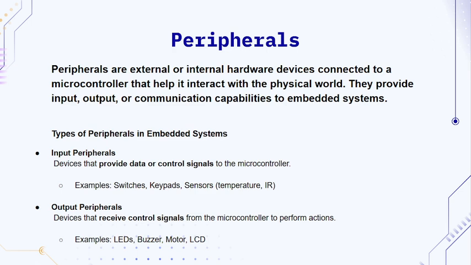So, types of peripherals in embedded systems. Input peripherals: as the name suggests, input peripherals are meant to give input to a microcontroller. Examples: switches, keypads, sensors. Sensors can be of any type. Output peripherals are devices that receive the signals given by the microcontroller. Examples: LEDs, buzzer, motor, LCD. Likewise, as we will see after that, in a washing machine we can take output on a screen, which is a kind of output peripheral.